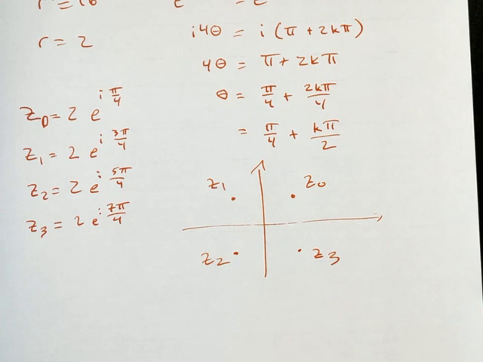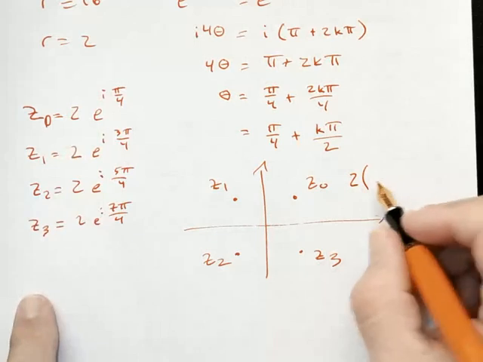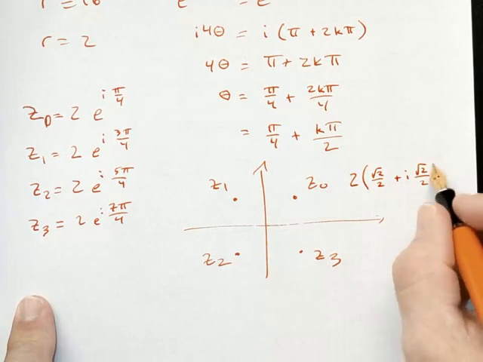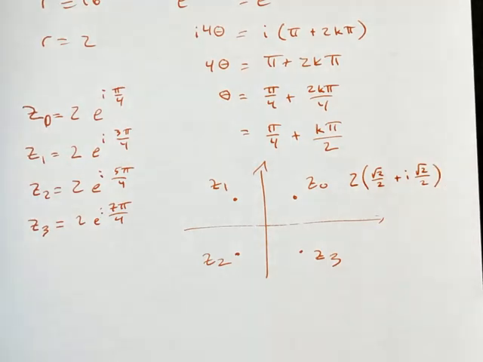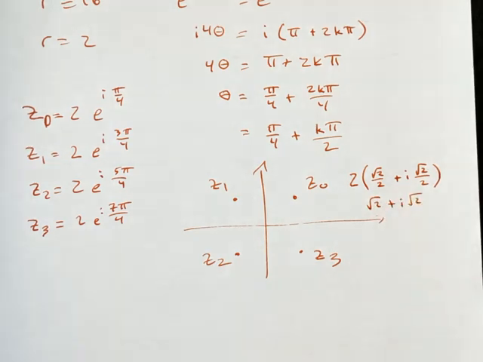If you really want to, you can plug in for cosine of theta and sine of theta, right? So I could tell you that this number, 2 times cosine of pi over 4 plus i sine pi over 4, makes this first number root 2 plus i root 2. What's Z1? No calculation is required.